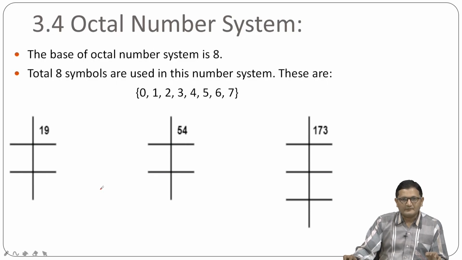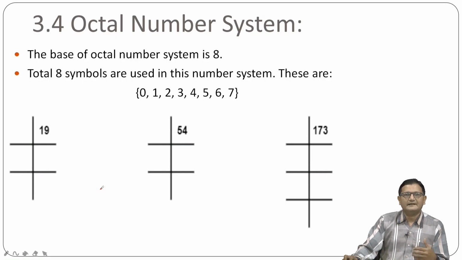Now suppose we have an octal number system. What is the octal number system? In the octal number system we have 8 symbols. You can use 0 to 7, but 8 and 9 are not allowed in the octal number system, because in the case of the octal number system we can use only 8 symbols.